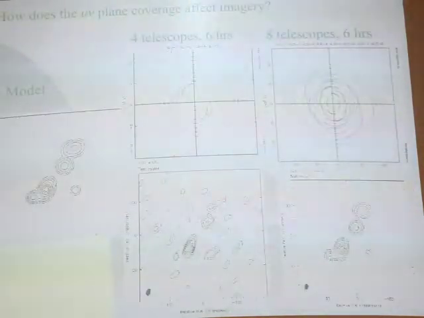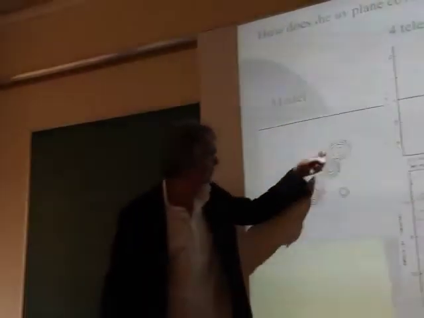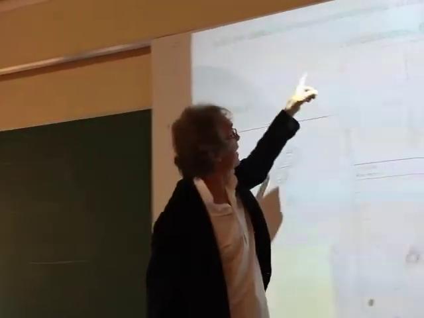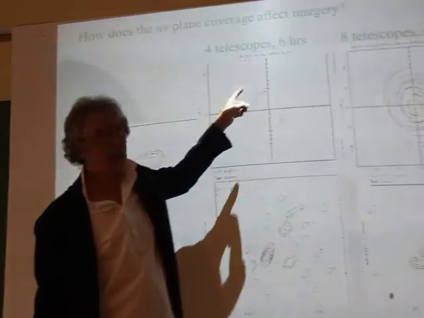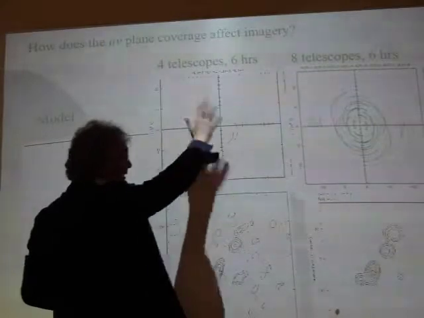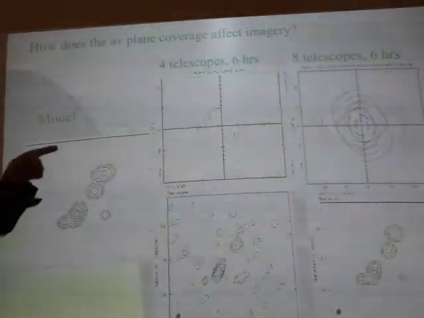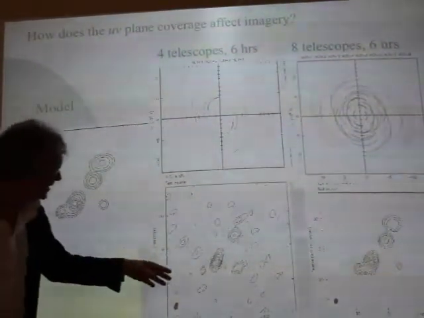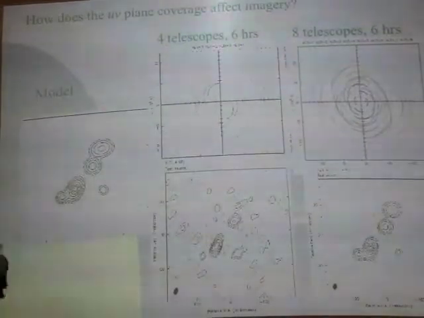Now, just for your information, let's assume that you are observing in the sky a source which has a very complex structure. It's made of 1, 2, 3, 4, 5 components. Let's assume now that you are just using 4 telescopes during 6 hours. Then you may show that while using the 4 UTs, this will be the UV coverage. And now, by taking the inverse Fourier transform of the visibilities, this is what you will find. This is a reconstructed image.